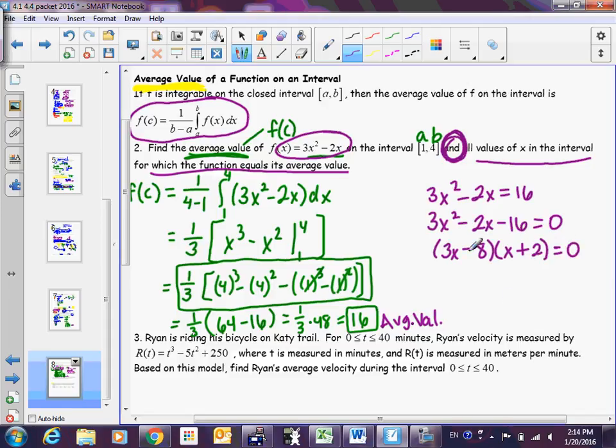If you're like, I don't know how to do that, you need to come in for tutoring. And I can help you one-on-one and we'll get it straightened out. But this does factor into that. So my two answers are x equals 8/3 and x equals -2.